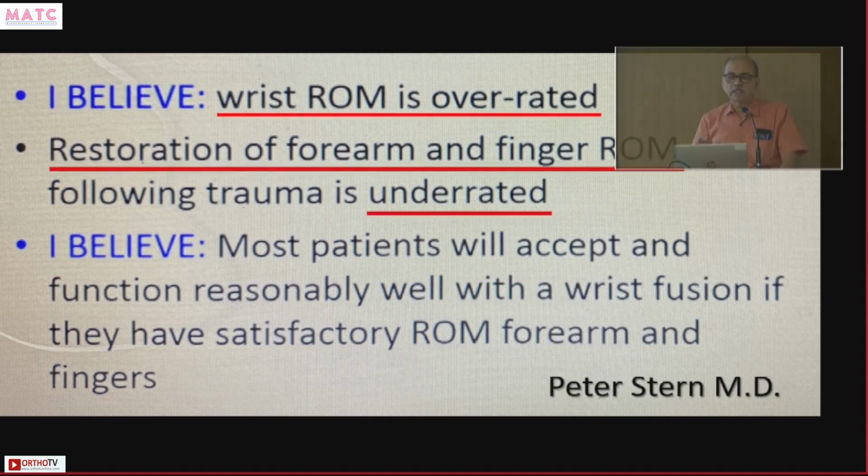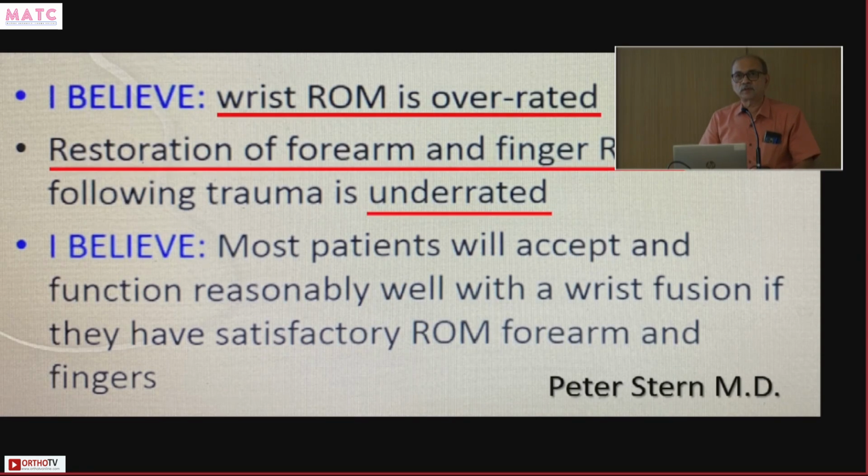This is a very important statement, a quote by Peter Stern, a very famous hand surgeon. He says that I believe that the wrist range of motion is overrated. Restoration of forearm and finger range of motion following trauma to the wrist is underrated. So whenever you treat a distal radius fracture, remember that forearm rotation should be painless, and finger range of motion is very important.